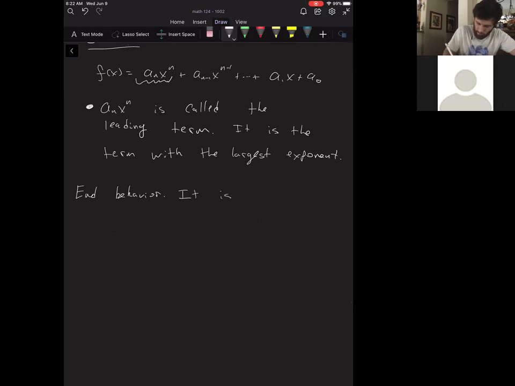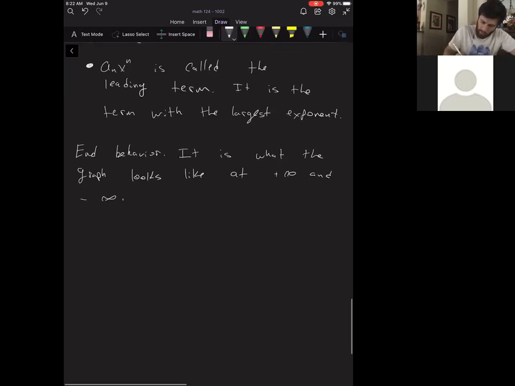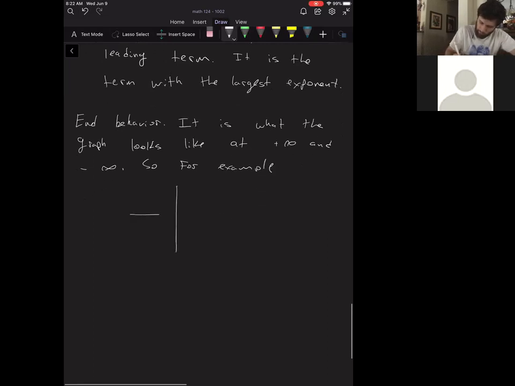It is what the graph looks like at, we'll say, plus infinity and minus infinity. So what we mean by that is, for example, say we have a graph right here, maybe it goes down, so something like this, it does some squiggles in the middle, that doesn't really matter, and then it goes down over here.